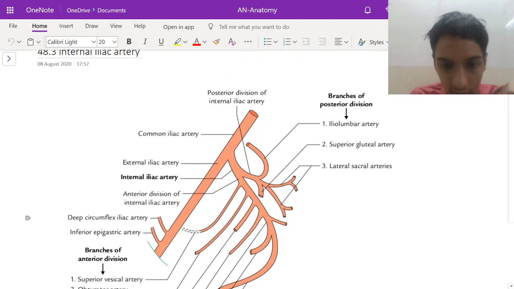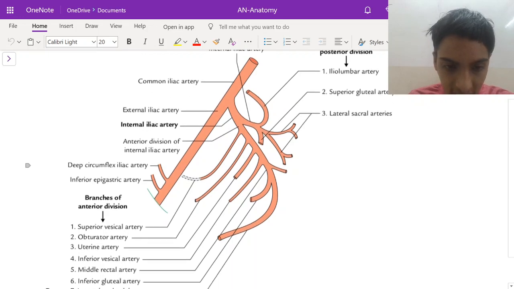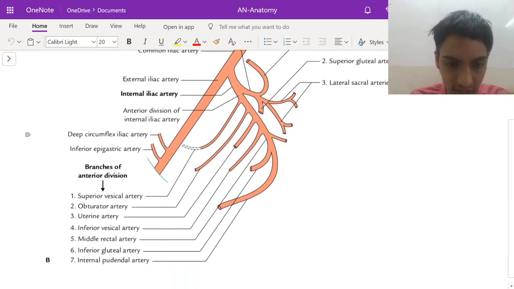Now, if we consider the internal iliac artery, two divisions are there. We have the anterior and the posterior division. Coming to the arteries of the anterior division, we have the superior vesical, obturator, uterine, inferior vesical, middle rectal, inferior gluteal and internal pudendal artery.